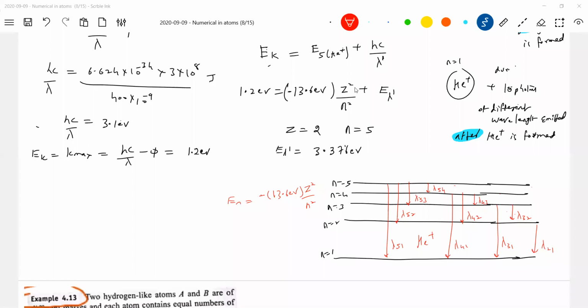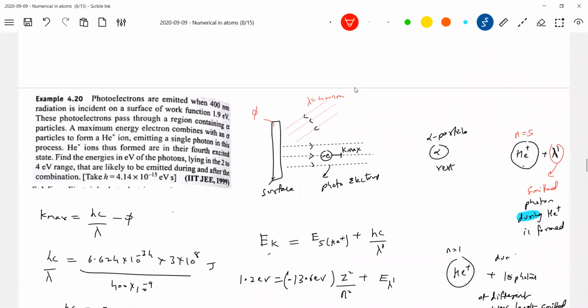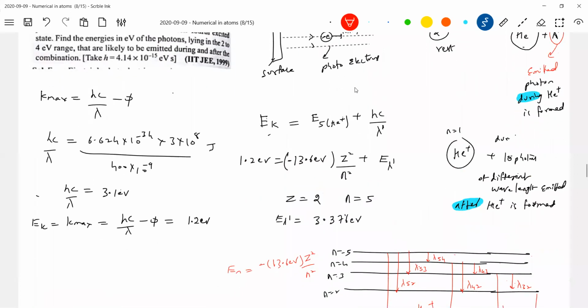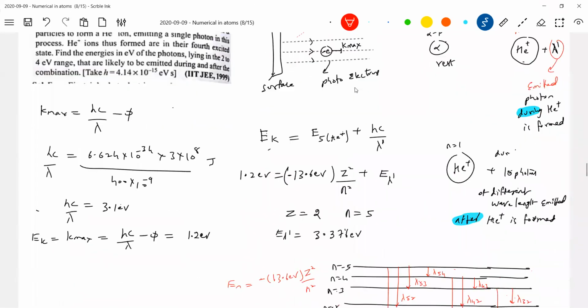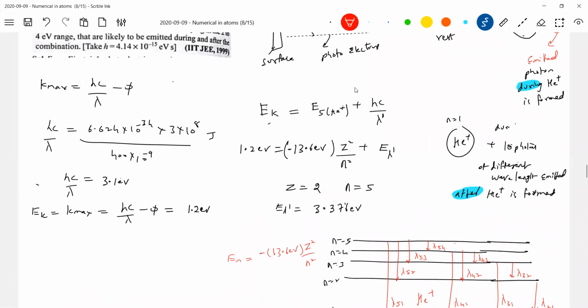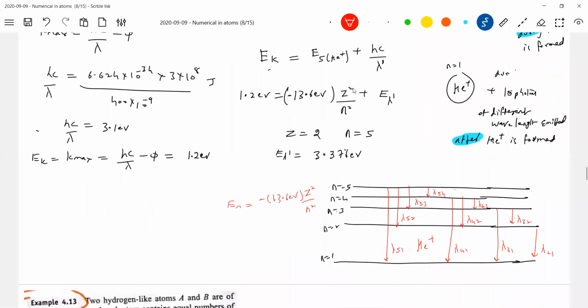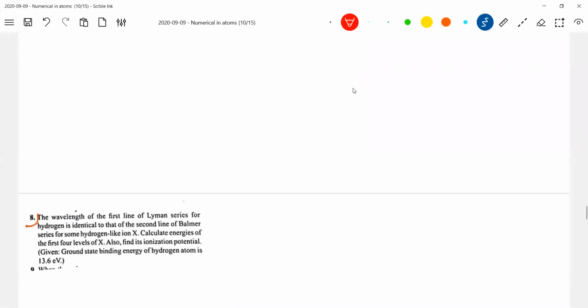EK, how much? 3.1 minus, okay, this one 3.1 minus how much is 1.9. That is correct, I wrote that one only, 1.2 electron volt. Yeah, I didn't check it. You have to work out further, I'm just leaving it here only. Okay, I'll come to the collisions one. Still many are there.